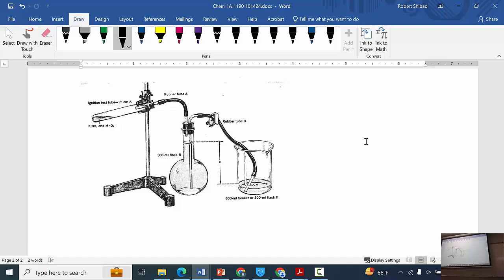And the way we're going to capture it is we have this apparatus here that we're going to use to capture it. And so we're going to seal this with a stopper. This is just a rubber stopper. We have to make sure the seal is very tight here.